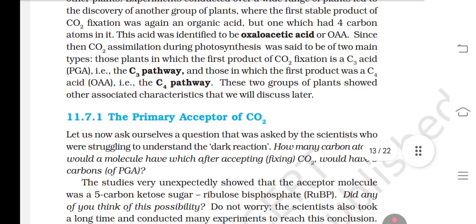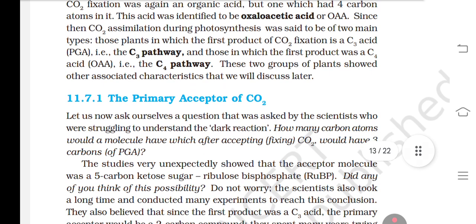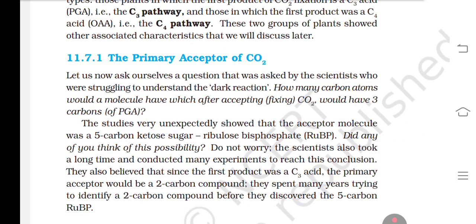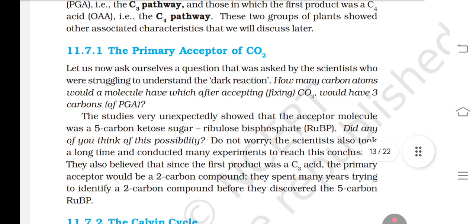Since then, carbon dioxide assimilation during photosynthesis was said to be of two main types: those plants in which the first product of carbon dioxide fixation is the C3 acid PGA, the C3 pathway, and those in which the first product was a C4 acid, the C4 pathway. These two groups of plants show other associated characteristics that we will discuss later.